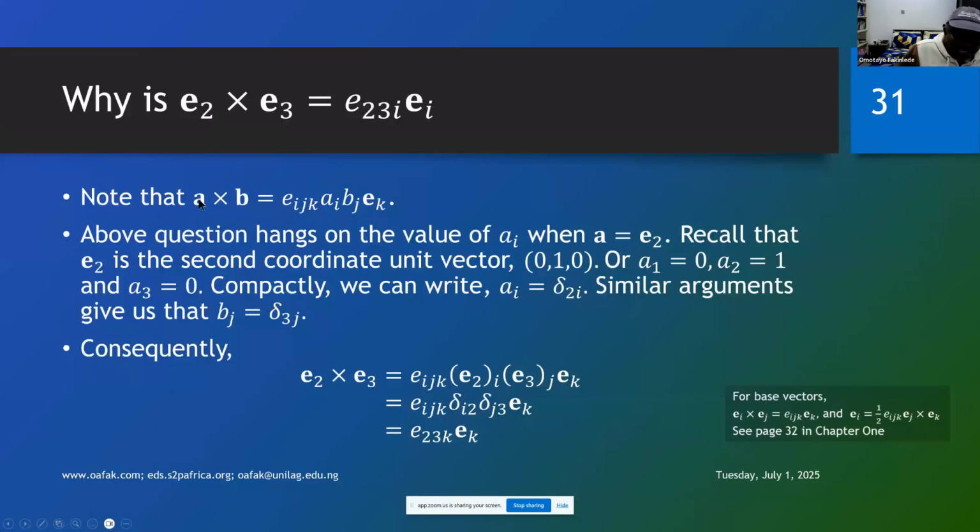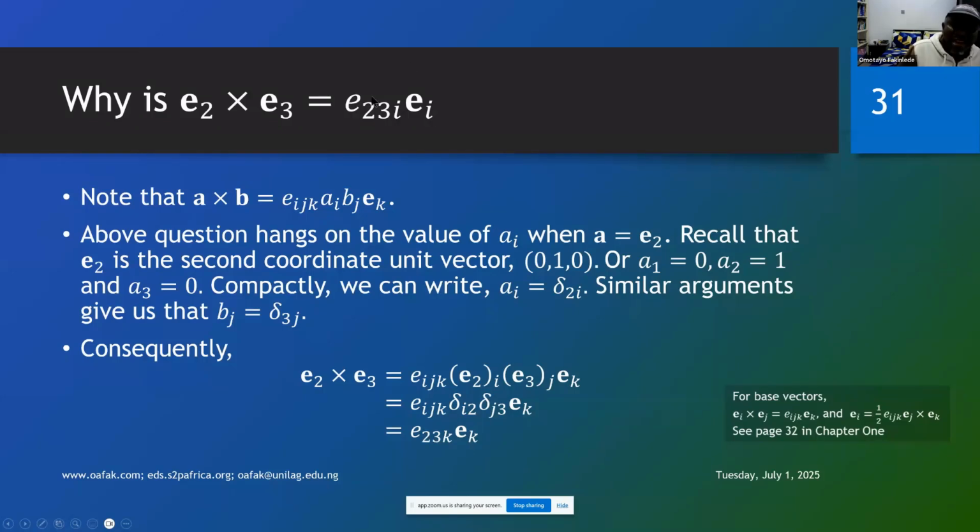So if we now write this expression for E2 cross E3, we can write Eijk, plus the Ai is the ith component of E2, and the next thing is the jth component of E3, Ek. So we have just written this formula now in terms of E2 and E3. If we do that, remember that the i component of E2 is delta i2, and the j component of E3 is delta j3. By the time you apply this substitution power of the deltas into this, you have E23k Ek, which is exactly the same thing as E23i Ei.